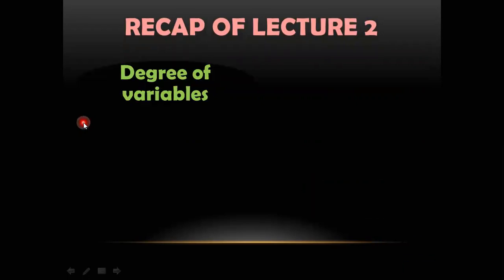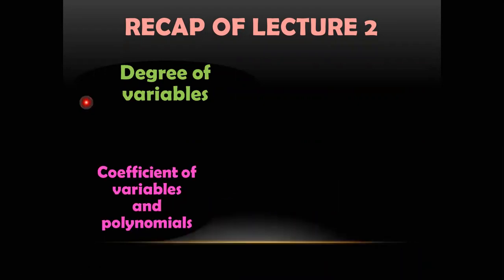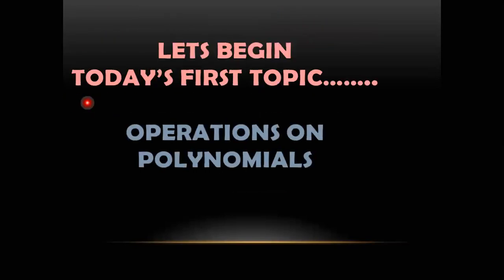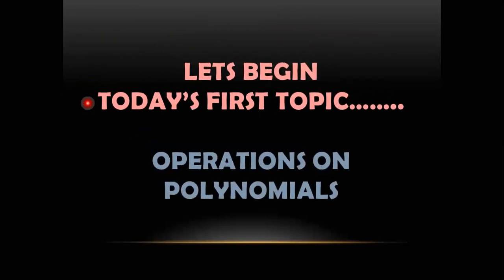What we discussed in the previous lecture was the degree of the polynomials and the degree of the variables. We discussed the coefficient of the variables and the coefficient of the polynomials. Then we discussed the types of polynomials, and we solved question number 2 to 5 of exercise 5a. Let's begin today's first topic, which is about the operations on polynomials.